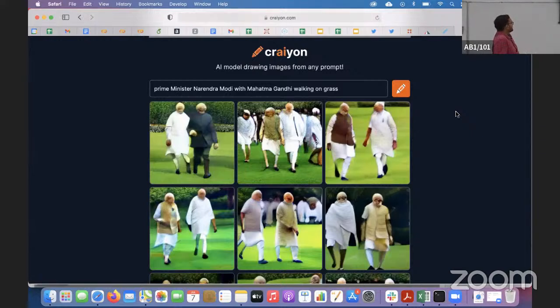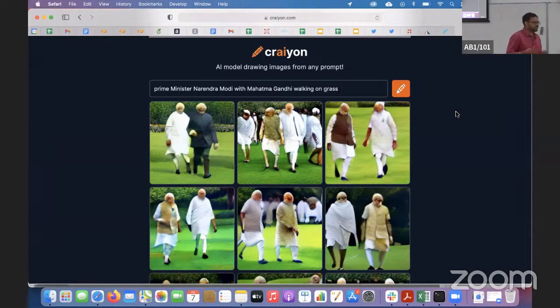This time I am trying to create an unrealistic image. And the input is the following: Prime Minister Narendra Modi with Mahatma Gandhi walking on grass. This is an unrealistic image. We'll never find this image. And again, it came up with some outputs.